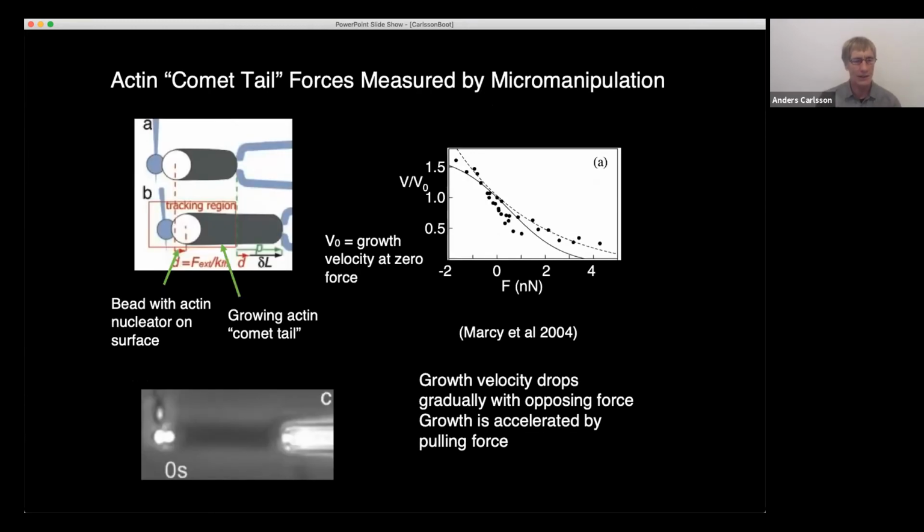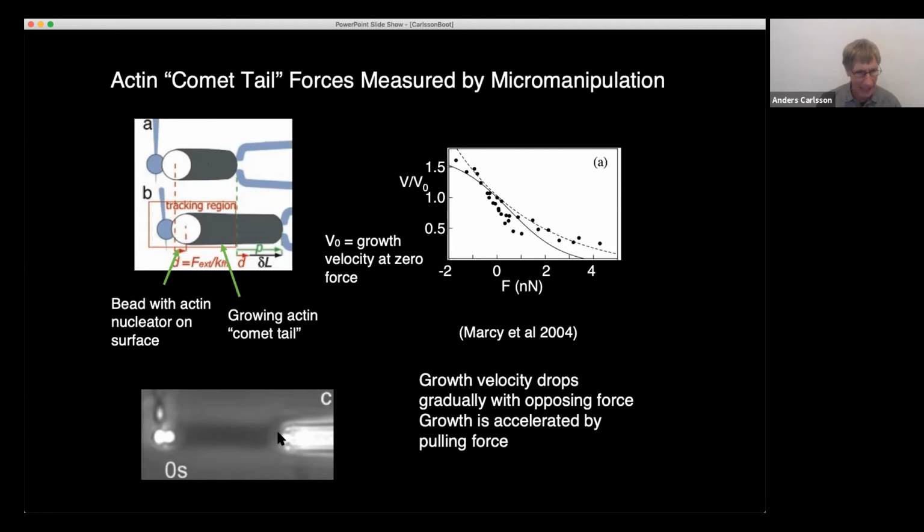And similarly, this is now an even larger collection of actin filaments. There's a bead here that nucleates actin filaments, and this is the comet tail. And this whole entity, the so-called comet tail attached to the bead, is attached to a cantilever here, whose stiffness we know. And then it's attached to a pipette here, which allows the experimenters to exert a pulling force on the comet tail. So they can exert both pulling and pushing forces on this growing actin comet tail that's nucleated off the bead.